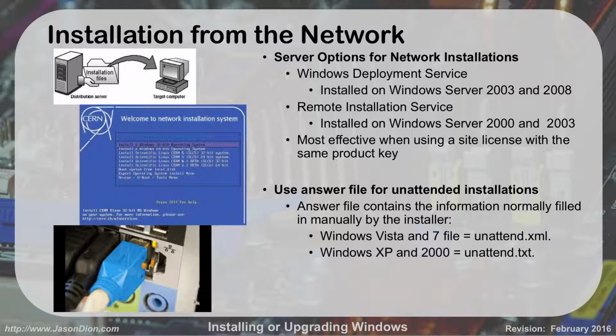If you're using an old XP, it was actually called unattend.txt. But again, you're going to see unattend.xml in all the newer systems. But again, it boots over the network, downloads the image, and installs Windows. And you can see that here for the network installation. Here it's installing the Windows 32-bit operating system, for example.